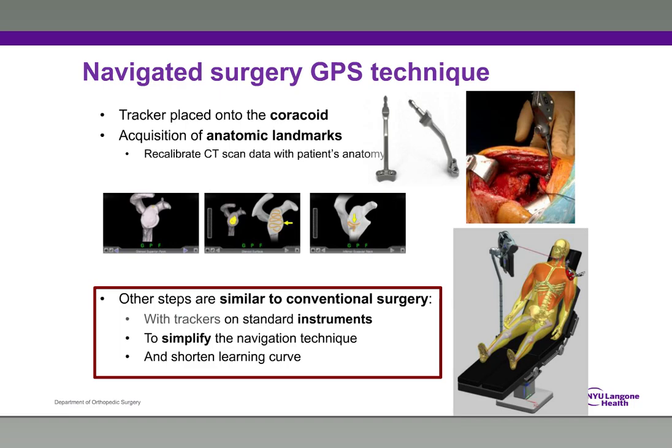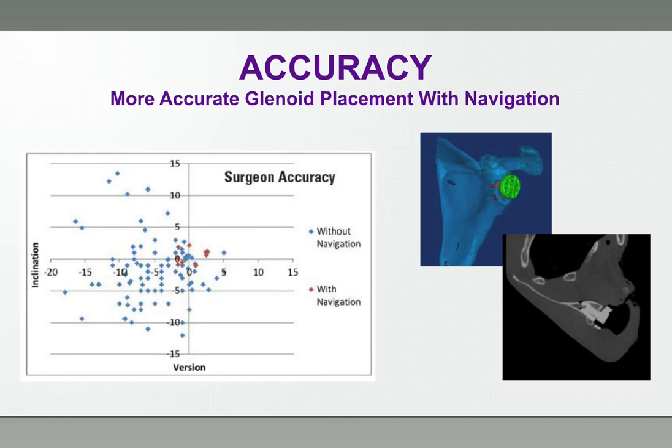What's beneficial about this is there's a tracker that has to be placed onto the coracoid, which is fairly straightforward. The acquisition of the anatomic landmarks takes a relatively short period of time, but every other step is similar to a conventional shoulder replacement, whether anatomic or reverse, that I have been using previously. So I think this makes for a shorter learning curve than other potential techniques.